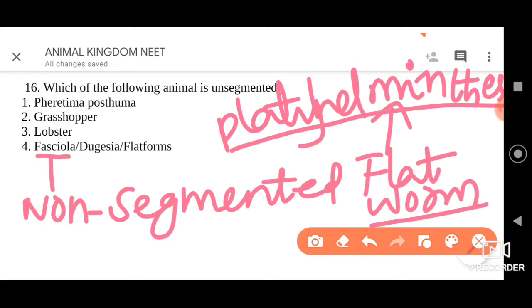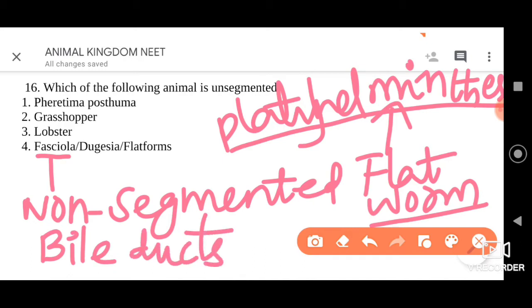So this is non-segmented. Dear students, this fasciola generally lives in bile ducts. So it is an endoparasite. It lives in the bile ducts of wild and domestic mammals. Even in the case of humans as well, we can find this. So this is about fasciola.